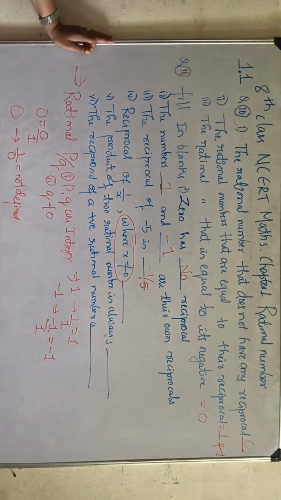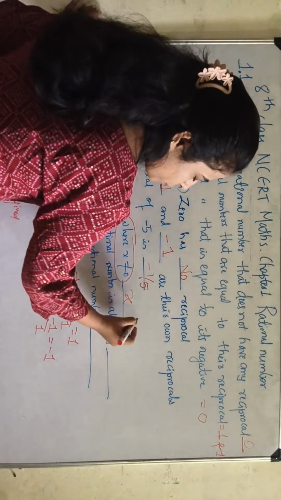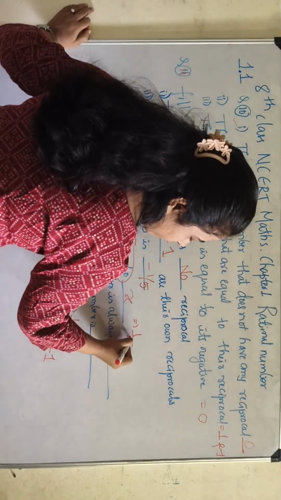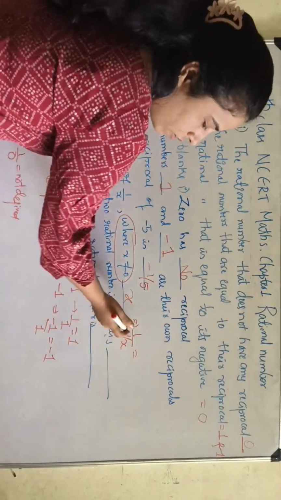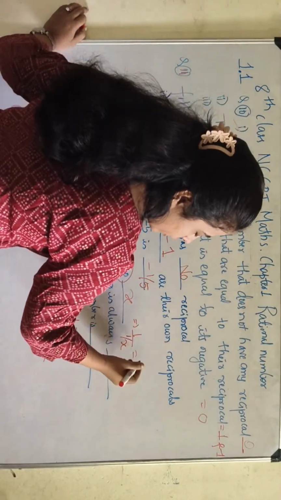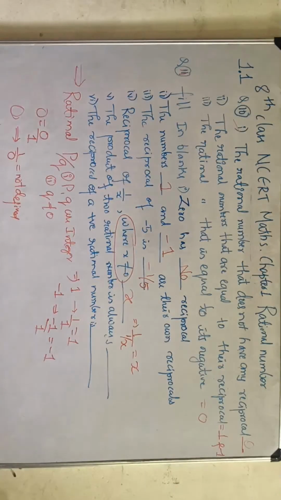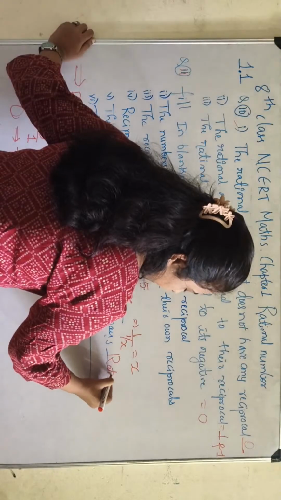Okay, the reciprocal of 1 by x is what? It is x only, no? See, this is a number, the reciprocal of 1 by x, right? So how will you write this one? If it goes to the numerator, it is x. You got the point? And the product of two rational numbers is always a rational number.